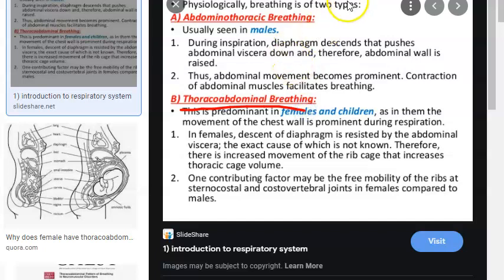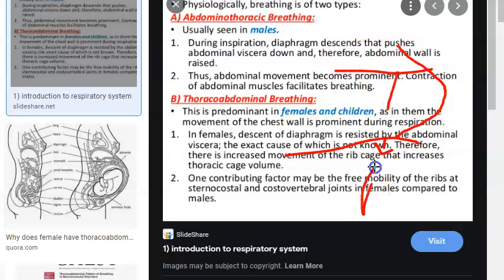Let's look at the thoraco-abdominal breathing in women. Here what happens in females and children, the movement of the chest wall is prominent during respiration. The diaphragm's movement is restricted, okay? They do not know why. Just imagine she's pregnant, the diaphragm doesn't go down. Something like that you remember, because in females, the descent of the diaphragm is restricted. So the exact cause is not known. Therefore, there is more movement in the chest, the rib cage. So thoraco-abdominal breathing happens in females and children, okay?